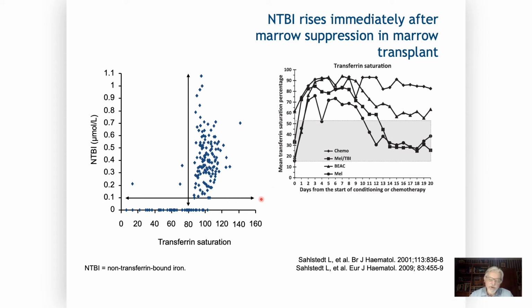Now, just to make the point a little bit more about the importance of bone marrow activity in regulating this whole thing, on the left-hand panel here, you see the transferrin saturation, which is a commonly done blood test, versus the non-transferrin bound iron levels that we've been talking about, which is a research test. And you can see once the transferrin saturation hits 80%, there's a ton of circulating toxic NTBI.